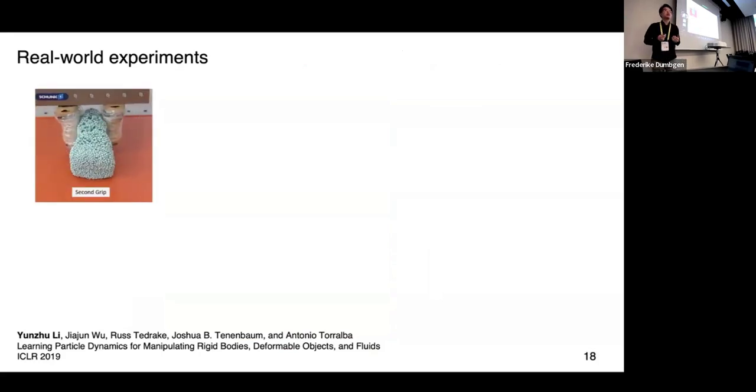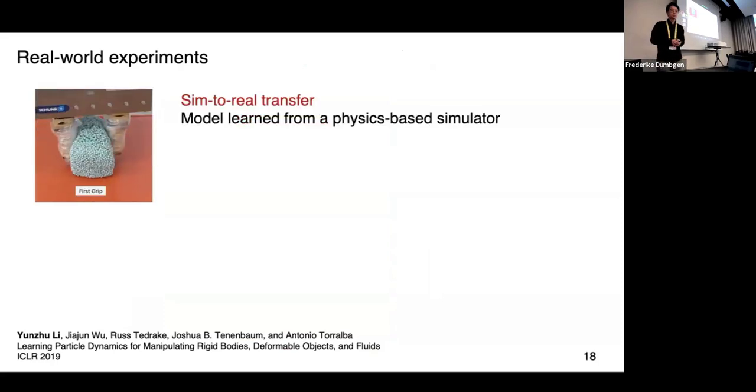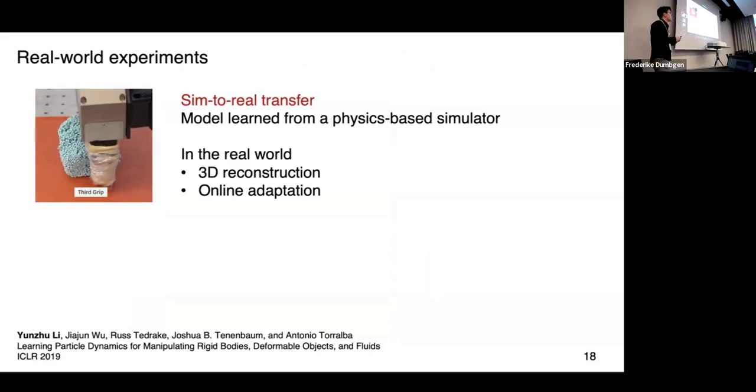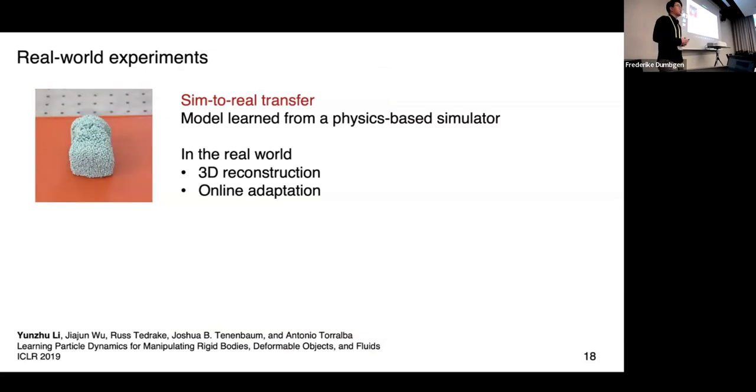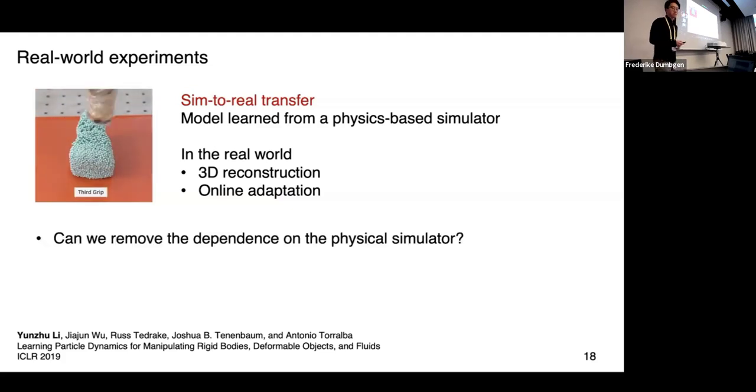But first, we want to understand, why can we do these real-world experiments? The key is that we do sim-to-real transfer, where the model is learned from basic physics-based simulators. But in the real world, we do 3D reconstruction to obtain the state of the environment and do online adaptation to estimate the stiffness parameters of these deformable objects.